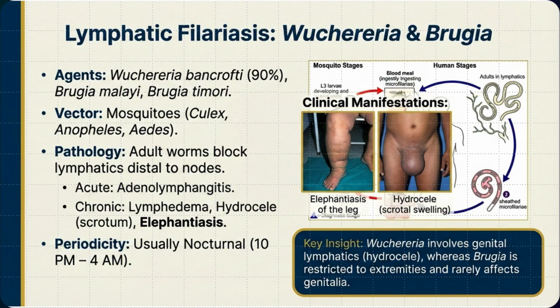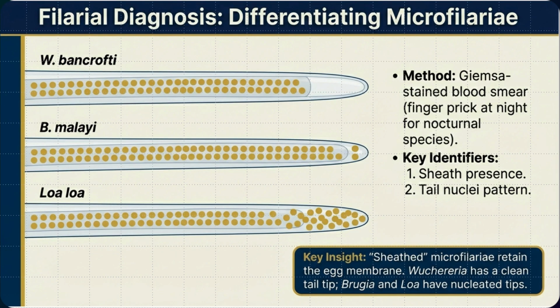How do we tell them apart? Because they all look really similar at first glance. The tail test is the gold standard morphological differentiation here. Right. You need to look at the very tip of the tail under high power. You're asking two diagnostic questions. First, is it sheathed? Does it have a clear wrapper around it? And second, where exactly are the nuclei inside the tail?